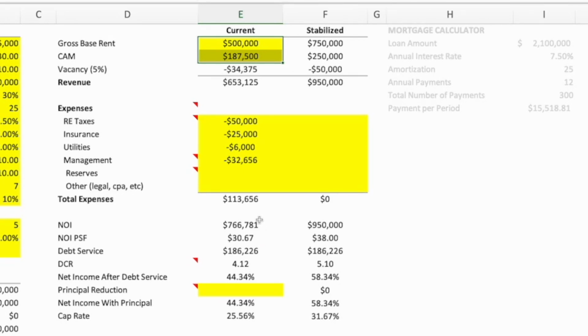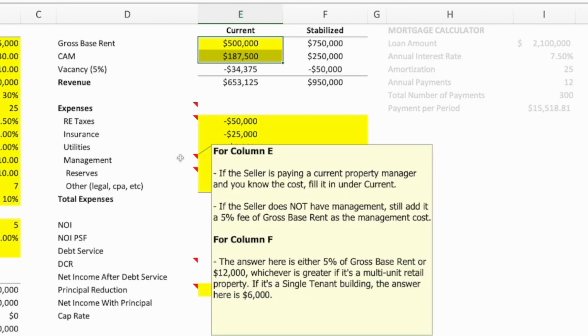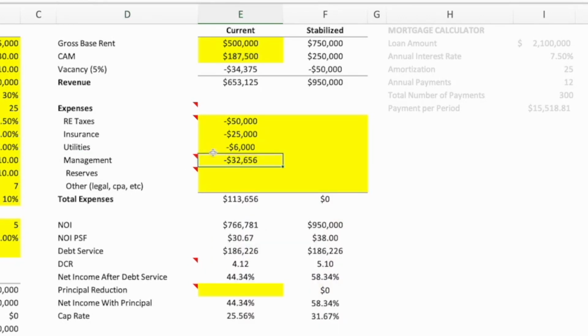The only time where it's less than $12,000 and you can use $6,000 is when it's a single tenant building, because there's only one tenant and there's nothing to really manage. All right, make sure you keep that in mind. I know there's a lot that I wrote here, but if it doesn't make sense, just know that either $12,000 per year or 5%, whichever is greater, unless it's a single tenant building, at which point you can use $6,000 per year.